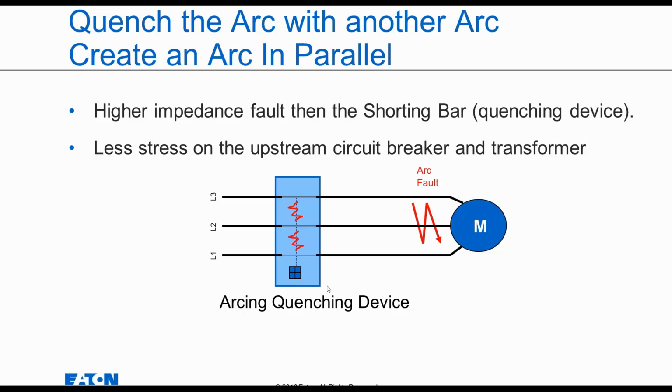And so this is an arc that quenches an arc, but it's an intentional arc. And usually they're contained inside a vessel that can hold and has been tested to contain this phase-to-phase arc.